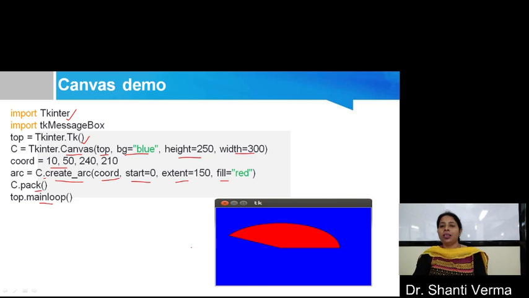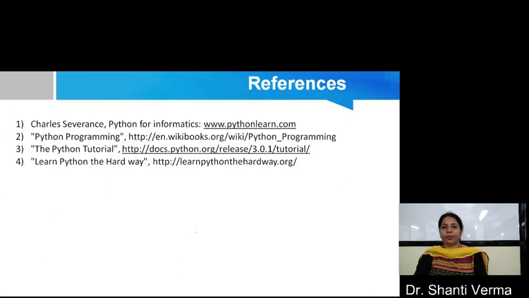You can see here that one canvas is created having the height 250 and the width 300, the background color is blue, and one arc is created with data points 10, 50, 240 and 210 having the color red.